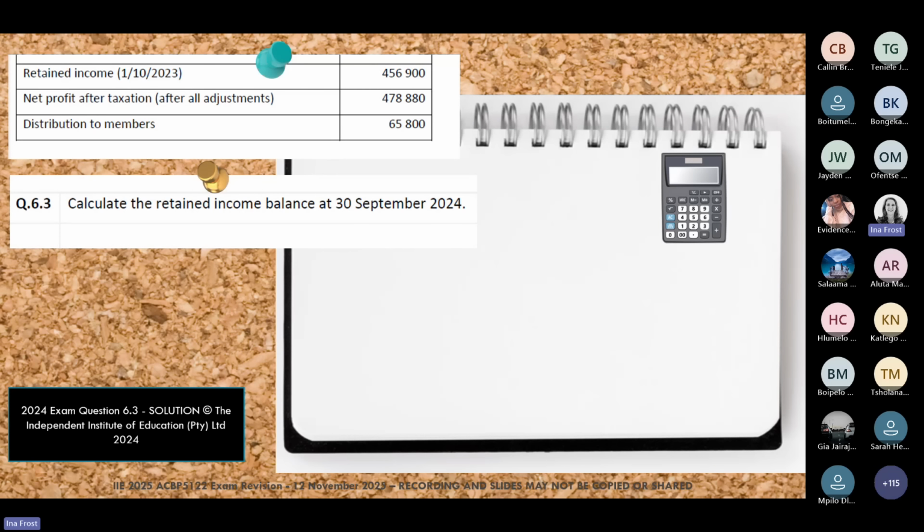So students, quickly on your calculator, see if you can work out for me the retained earnings balance at the end of the financial year. And once you have your answer, then you can just type it up for us in the chats. And then Evidence and Salama will hand out stars to those who can get it right. So I'm just going to pause a minute to give you a chance to do the calculation.